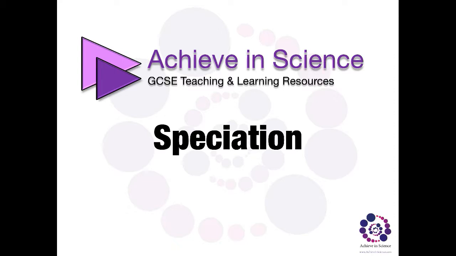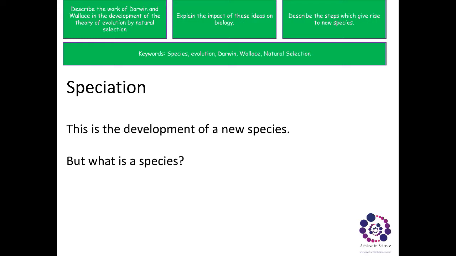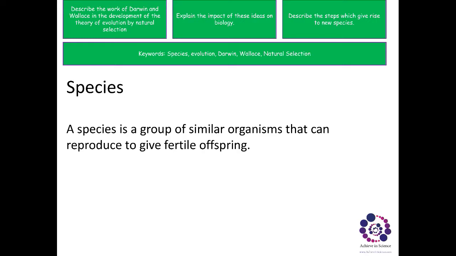Even Science video. This video is going to look at speciation. So speciation, this is the development of new species. But what is a species? Let's define that. Well, a species is a group of similar organisms that can reproduce to produce fertile offspring.